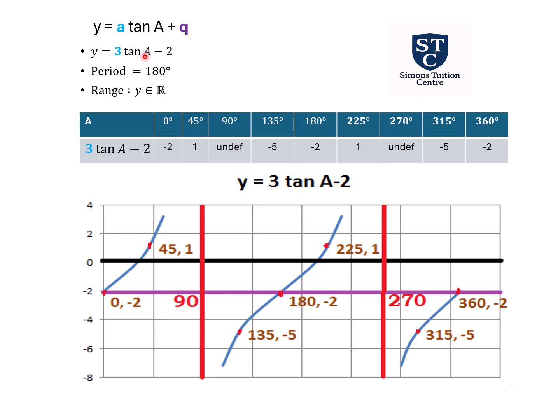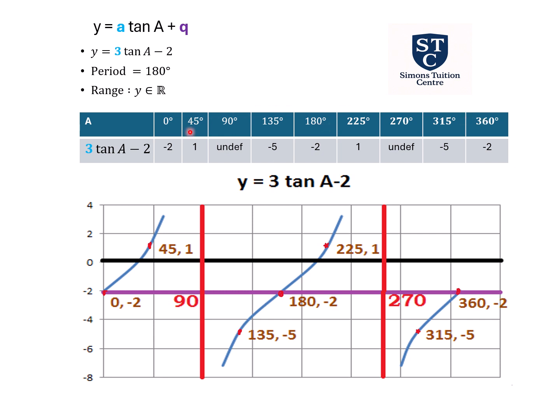But negative 2 there means I'm moving 2 units down. So you see there, instead of 0 and 0 being at that point, it moved 2 units down. Instead of 180 and 0 being there, it moved 2 units down to 180 and negative 2. And there, 360, 0 minus 2 also moves to 360 and negative 2. So instead of being plotted on the black line, they've moved 2 units down. So that's what the q value has done. It moves the graph either up or down, specifically at 0, 180 and 360.